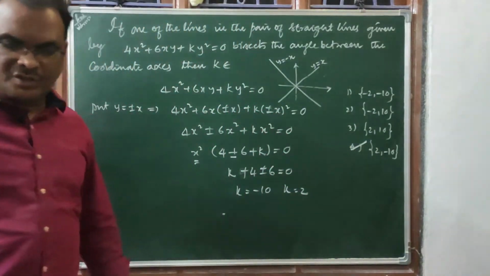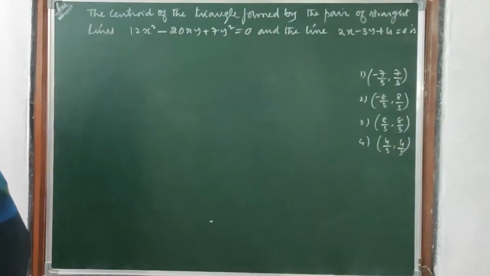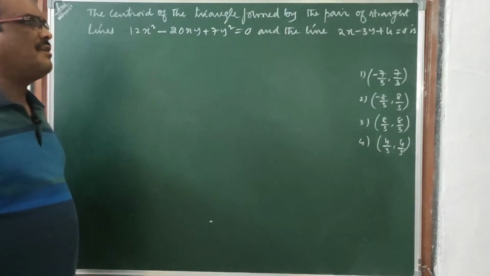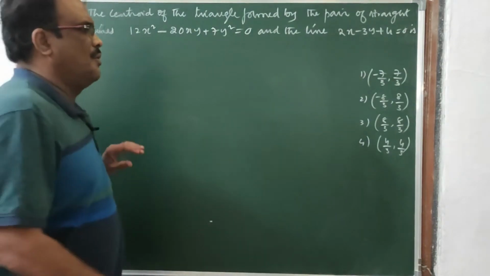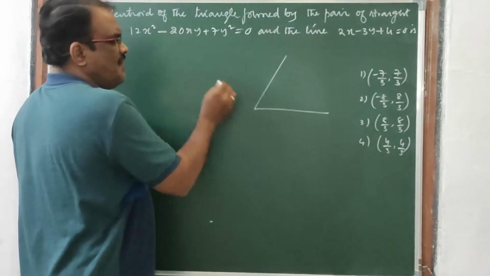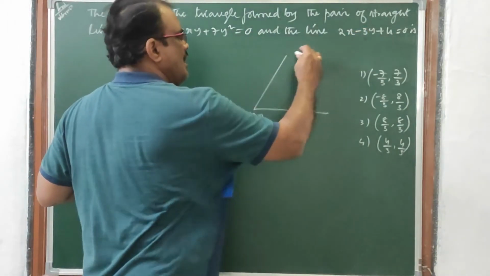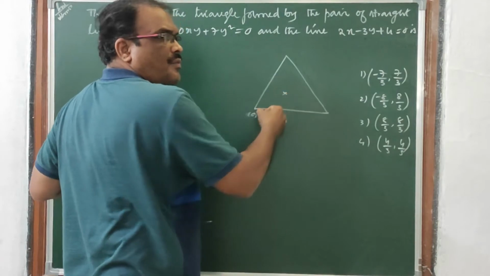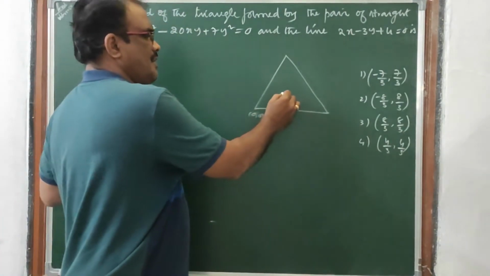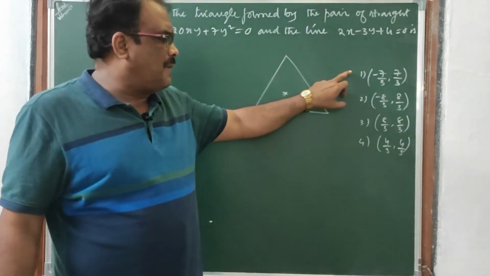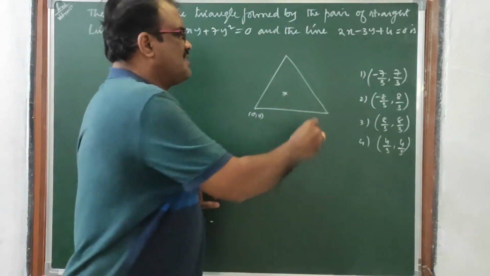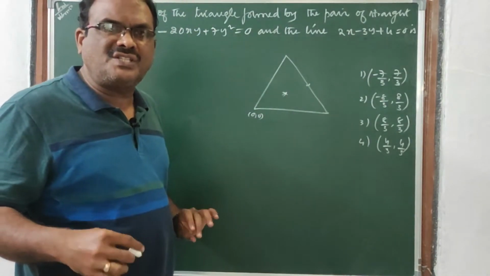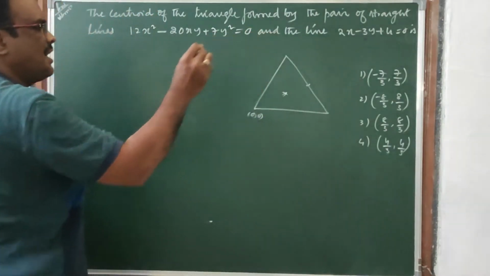That is the fourth choice. The centroid of the triangle formed by the pair of straight lines 12x² − 20xy + 7y² = 0 and the line 2x − 3y + 4 = 0, the question. So these are the pair of lines passing through the origin, and the third line is here. What is the centroid? Actually, the shortcut is to multiply the given options by 3/2. The point which satisfies the line is our right answer. Take the first option.